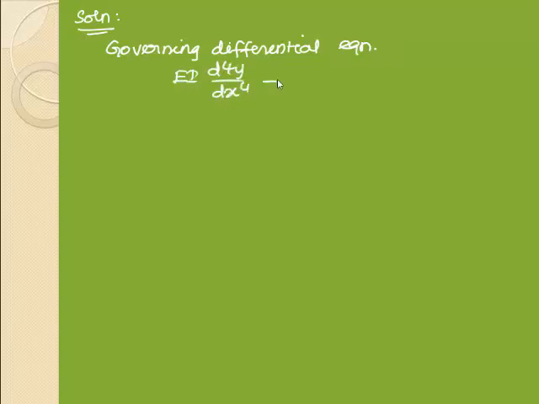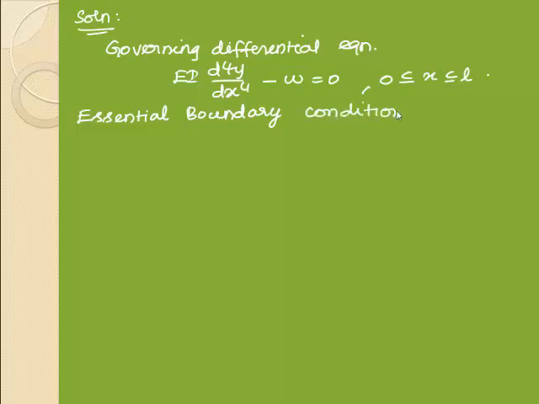So we can solve the problem using the Rayleigh-Ritz approach. We all know that the governing differential equation for beams is EI d power 4 y by dx power 4 minus W is equal to 0, which is applicable between the limits 0 to L. And an important thing, for following the Rayleigh-Ritz approach for solving any structural problems, to frame the trial function we have to consider only the essential boundary conditions and not the natural boundary conditions.